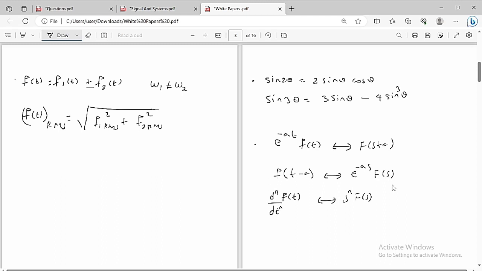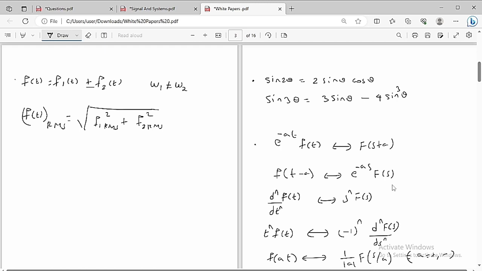This formula has a boundary term. So t to the power of n into f of t has the Laplace transform minus 1 to the power of n into the nth derivative of f of s with respect to s. And f of a t has the Laplace transform 1 by mod a into f of s by a, where a can be either positive or negative.